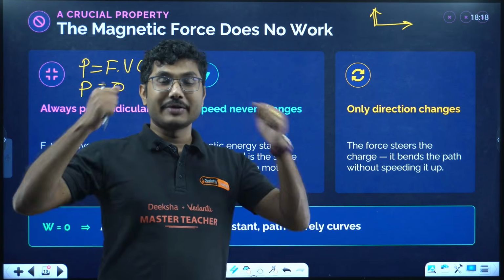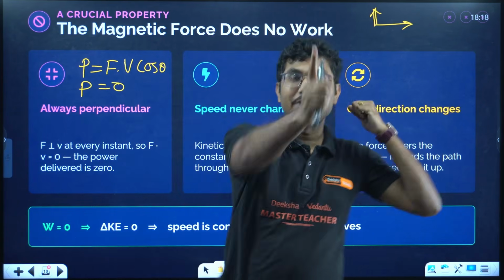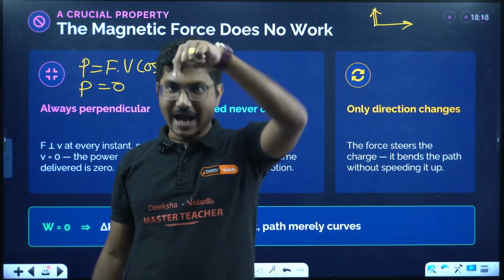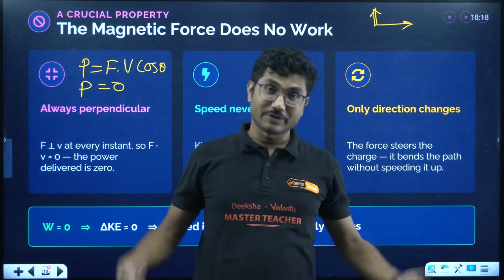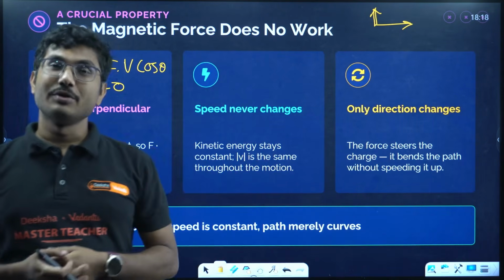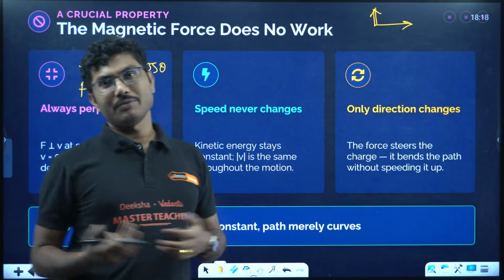Remember the example when a coolie was lifting something on his head. He is moving in this direction, gravitational force is acting downward, and the direction of motion and the force are perpendicular. So that was an example of a no work force as well. Earth rotating around the sun, moon rotating around the earth, they are all no work forces.